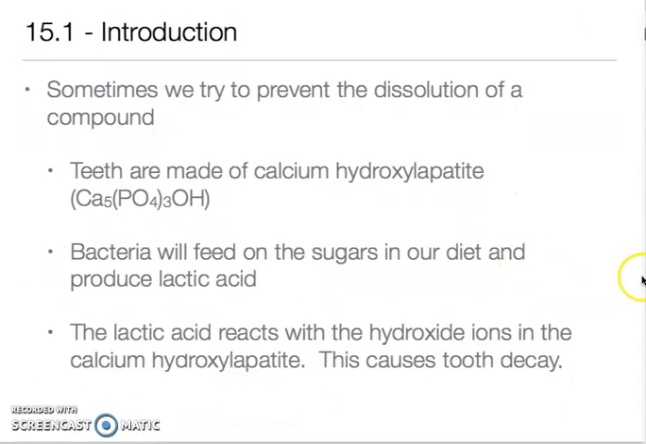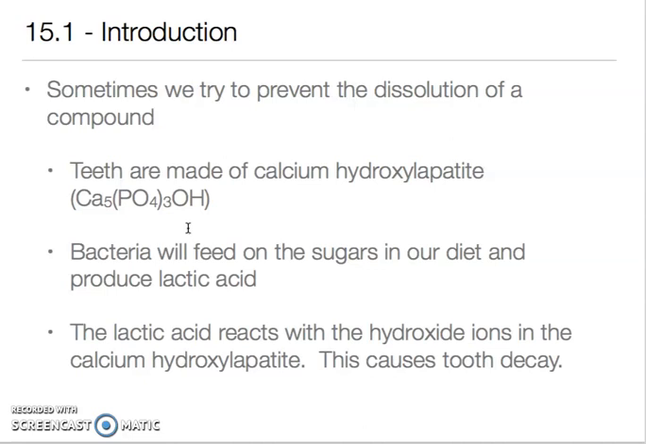So let's look at an example of when we want to prevent something from dissolving. An ionic compound known as calcium hydroxyapatite is what teeth are made out of, and that has a formula of Ca5(PO4)3OH. So it can break down into its respective ions of calcium, phosphate, and the hydroxide ion.